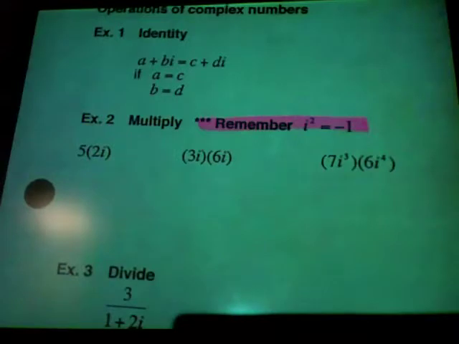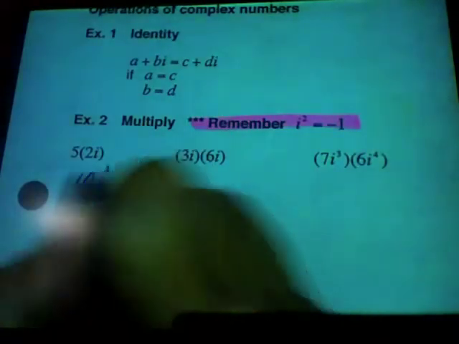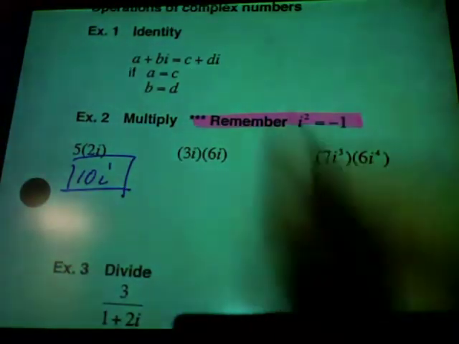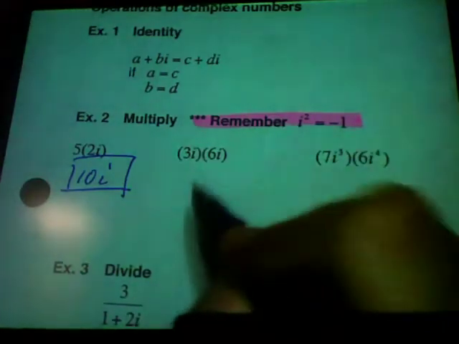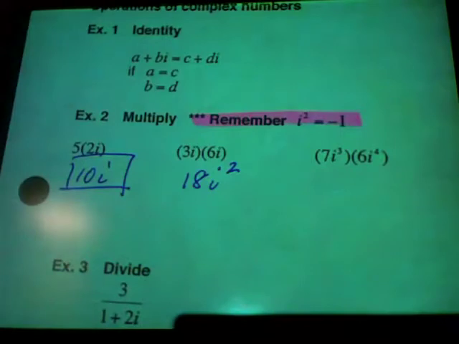All right, so now we're going to multiply. What's 5 times 2i? 10i. Done. Right? And then what's 3 times 6? 18. I times I. Now you cannot leave an I squared because we know what I squared is. What's I squared? Negative 1.